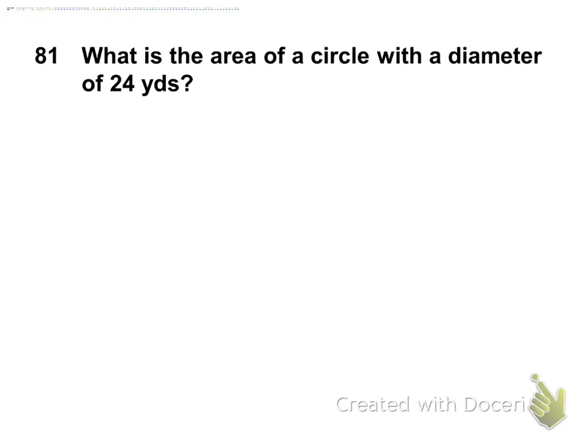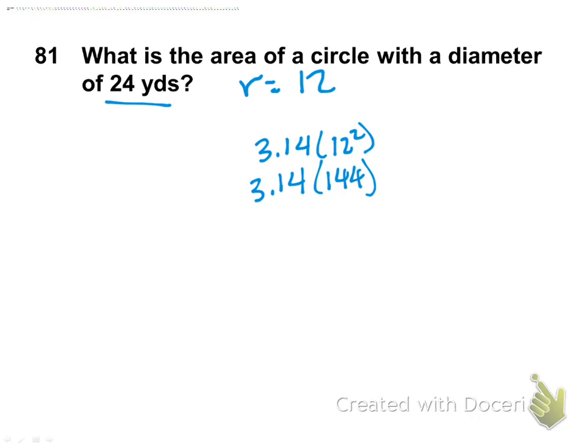Alright, now that you've had a few minutes, so on this one, same problem. Oh, excuse me. They gave me diameter again, so I need to make sure to change that into radius. So if the diameter is 24, the radius is 12. So I should have 3.14 times 12 squared. So I get 3.14 times 144. So I should have a final answer of 452.16. And this is yards squared. Okay, hopefully you've got it.